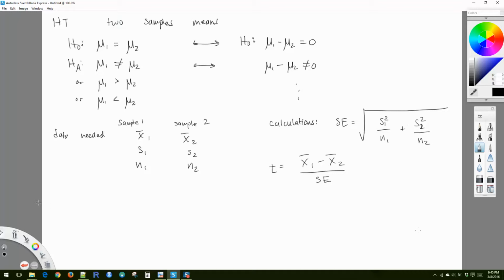And then again, to go from a t to the p-value, you look up the t in the t table. Use the row with degrees of freedom equal to n minus 1, and use the smaller n between n1 and n2.